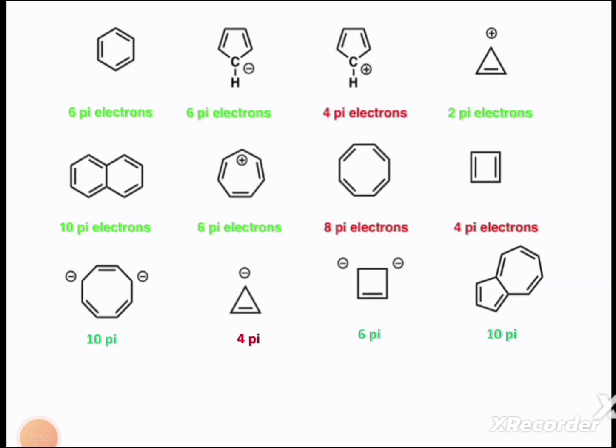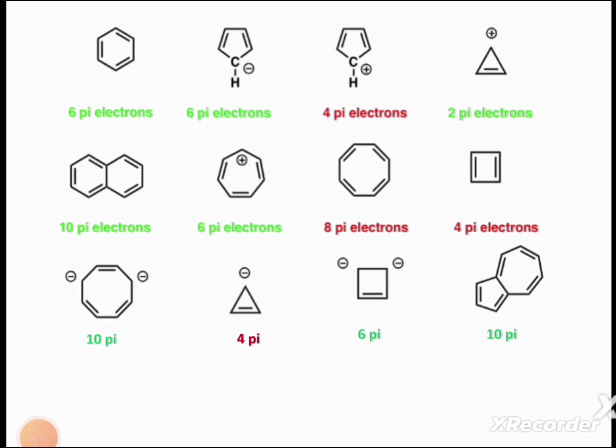So these are the different systems which are in conjugation. Let us find out the number of pi electrons in these types of systems. Here is benzene, in case of benzene we have 3 pi bonds. So 3 pi bonds means 3 into 2, 6 pi electrons. Here is another system. We have a negative charge, single bond, double bond, single bond, double bond. We have 2 pi bonds, 4 pi electrons, and 1 negative charge, 2 more, so 6 pi electrons.